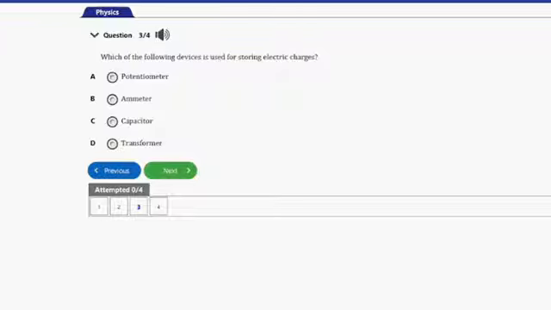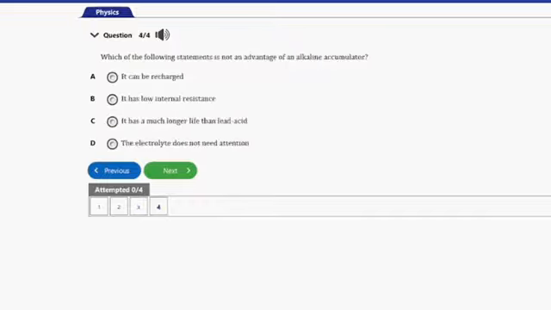So let's go ahead and consider the next and last question, guys. That's question number 4 here. It says, which of the following statements is not an advantage of an alkaline accumulator? We have A, it can be recharged. B, it has low internal resistance. C, it has a much longer life than lead acid. D, the electrolyte does not need attention. So guys, the answer to this question is option C here.